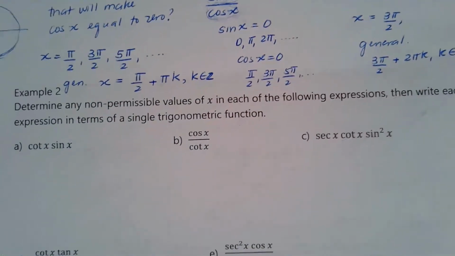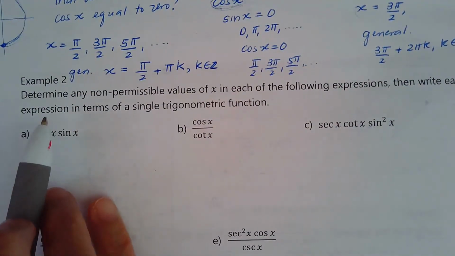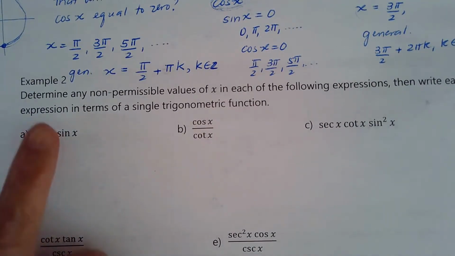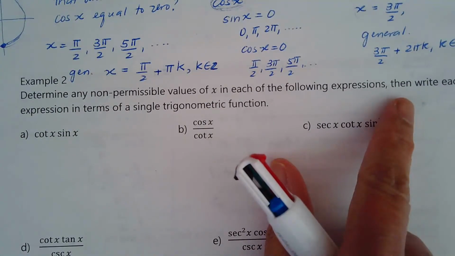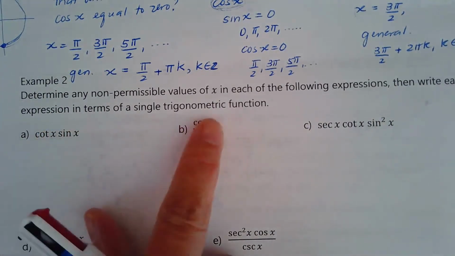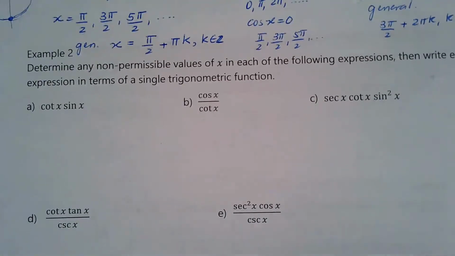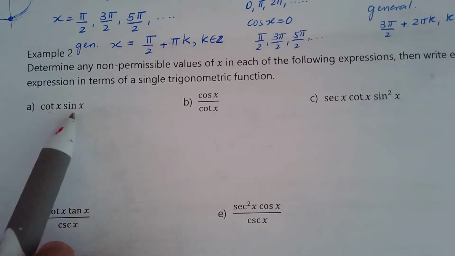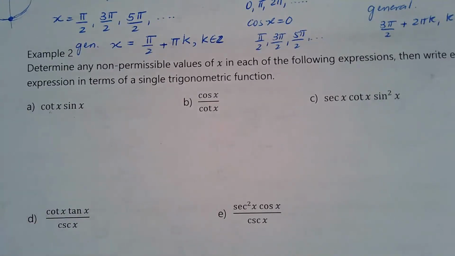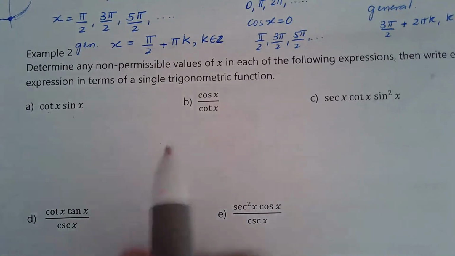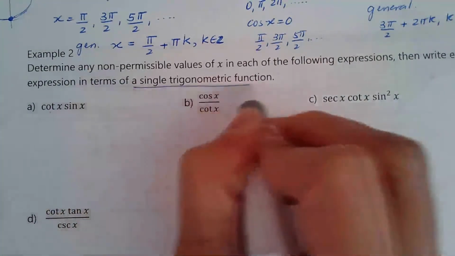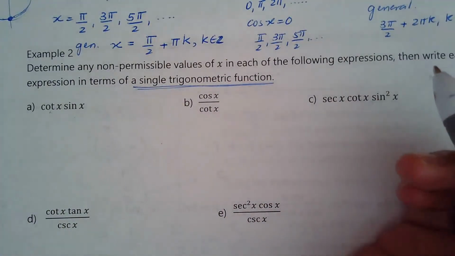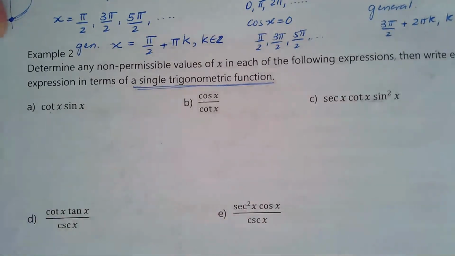Let's take a look at example number 2. This is where we're going to first write down the expression as a single trigonometric function. Let's just do that one. What's cotangent of x times sine of x? Well, can we simplify it? They said to write it as a single trigonometric function. How can we write this as a single trig function? Let's see if we can.